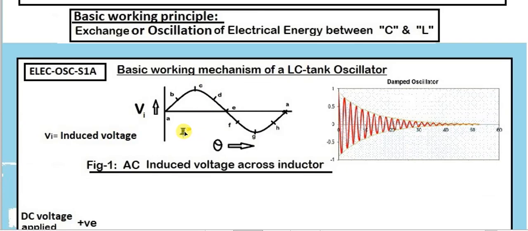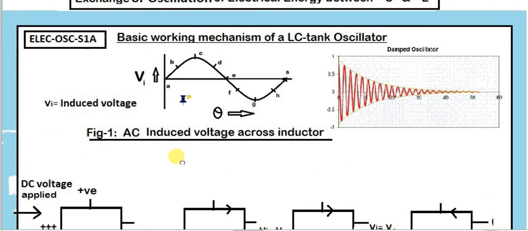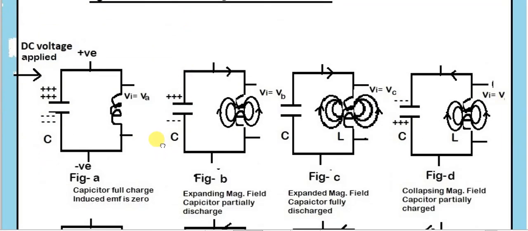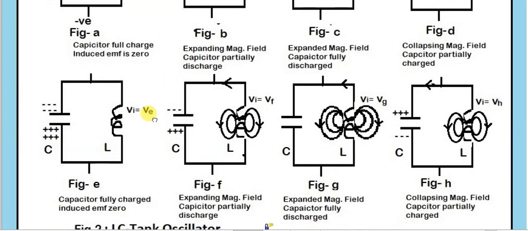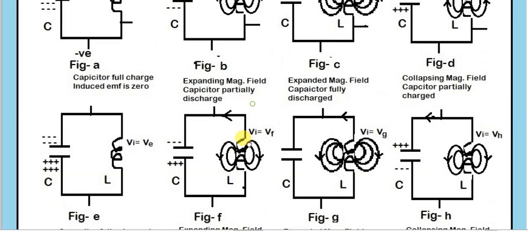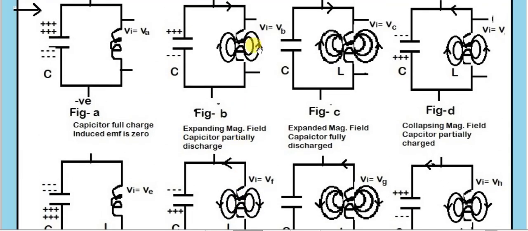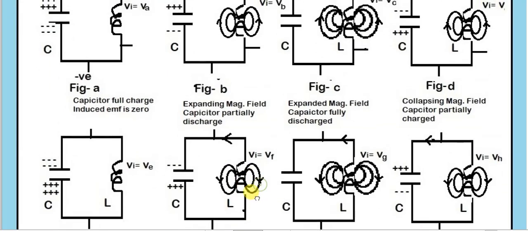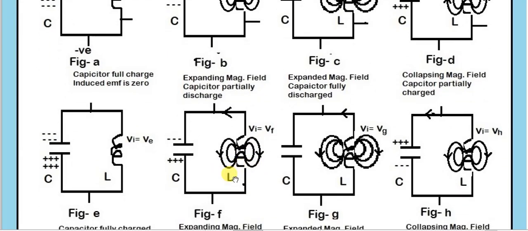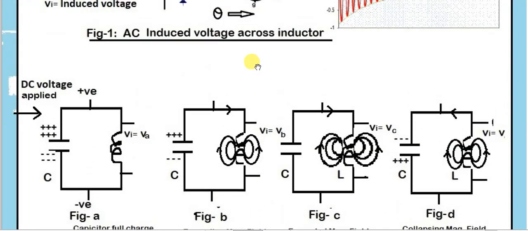So it is VE now, as we have already shown. Similarly, the capacitor is now completely charged but with opposite polarity. It will start discharging again, but this time in the opposite direction. So the current will flow in the opposite direction, and the magnetic field will now be opposite to the previous one. This is one direction, the other one is this direction. Now this is the expanding magnetic field, which is VF.